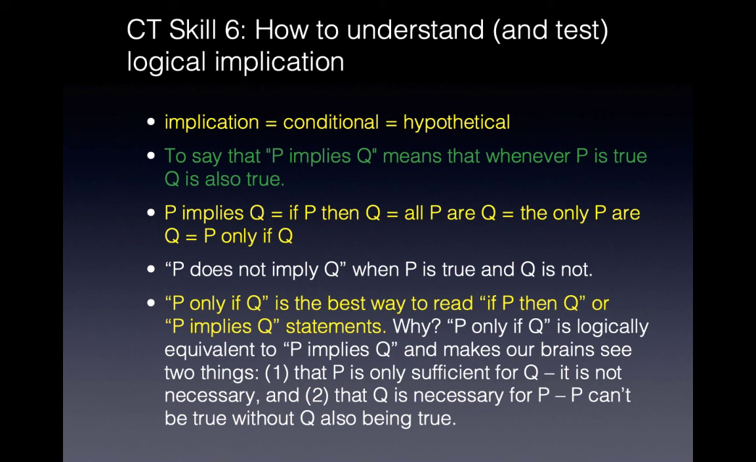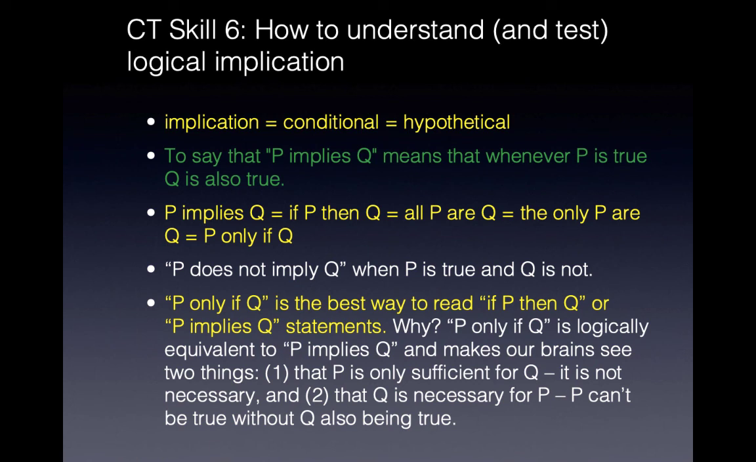So you could say if P then Q. Another way to say it is P only if Q. And I think that's actually the best way to read implication statements. It's a little bit easier for me in my brain to imagine the relation between P and Q. What a conditional is actually saying is that Q is necessary for P. P only if Q is logically equivalent to saying P implies Q. It makes us see that P is only sufficient for Q. That is, it's not necessary, but it's one way to get Q. There's other ways to get to Q. There's other things that can be true at the same time Q is true. P doesn't make Q true.